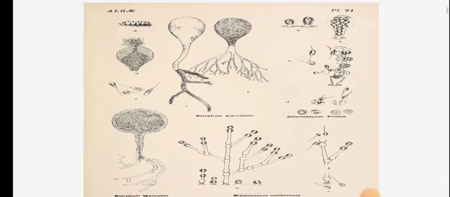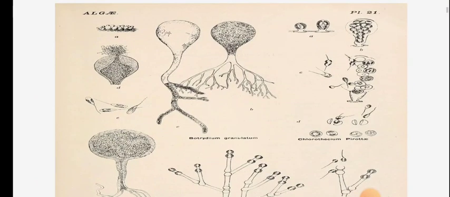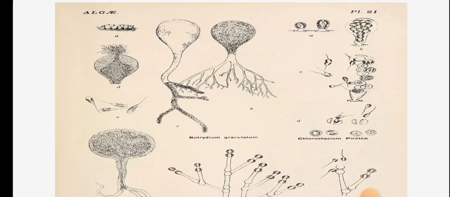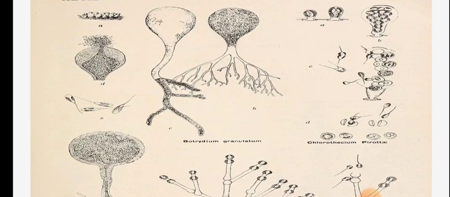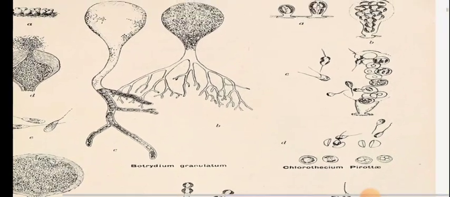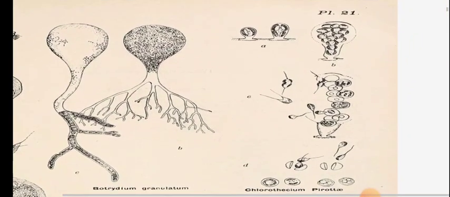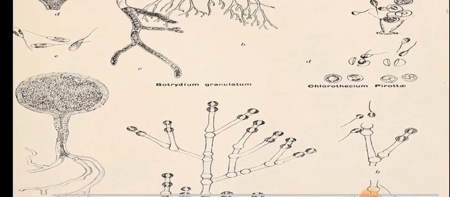Here you see how the plant body of Botrydium is. It shows a vesicle-like structure with rhizoid-like structures. Then their gametes are single-celled and flagellated. It is a very interesting form, Botrydium granulatum. And second is Chlorothecium. Chlorothecium is a single cell or colonial-like structure, so from unicellular to colonial structure. So this is another example.